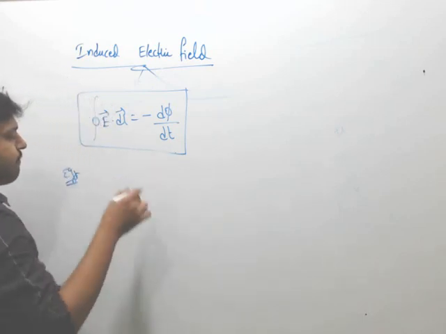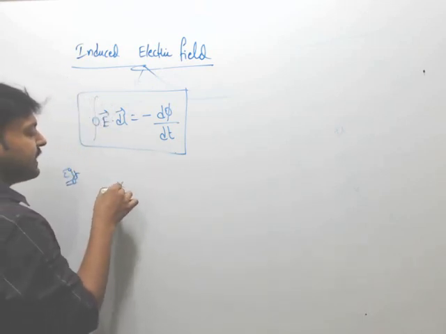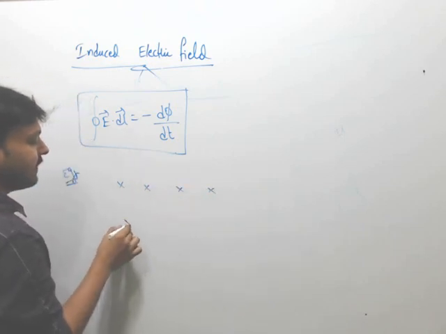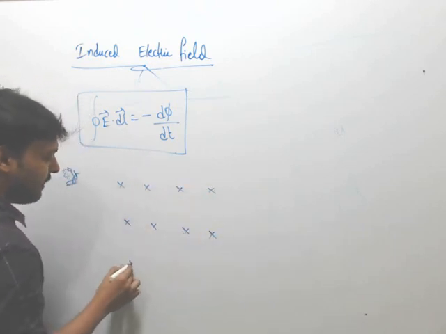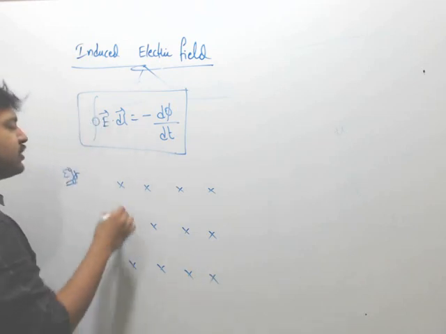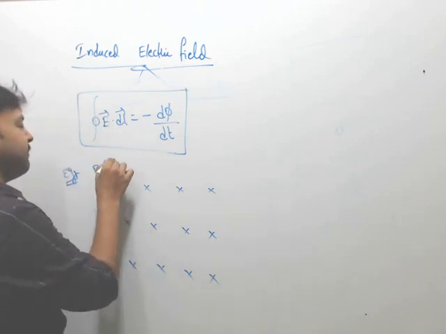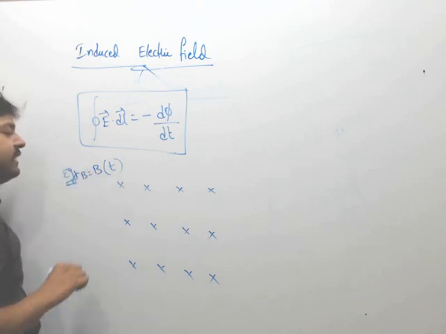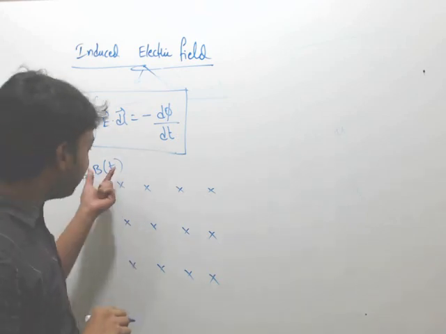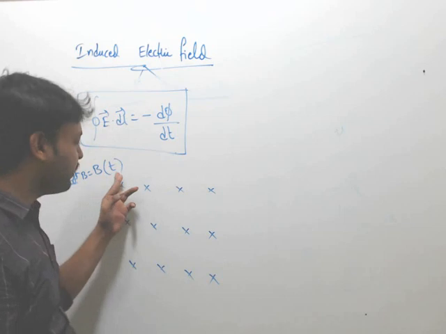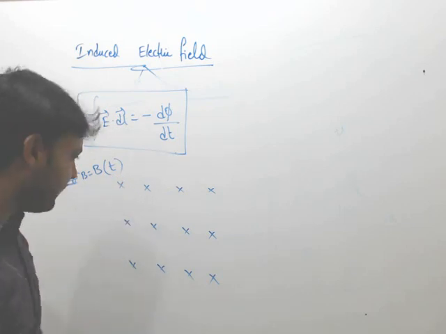Take a question. For example, consider an inward magnetic field and assume that the magnetic field is varying with respect to time. B equals B of t. Okay? Magnetic field is varying with respect to time.